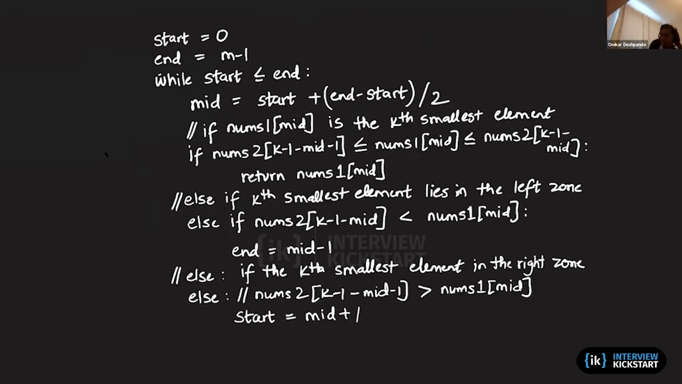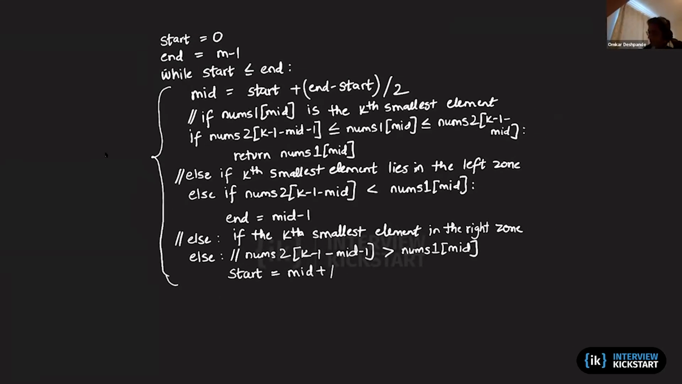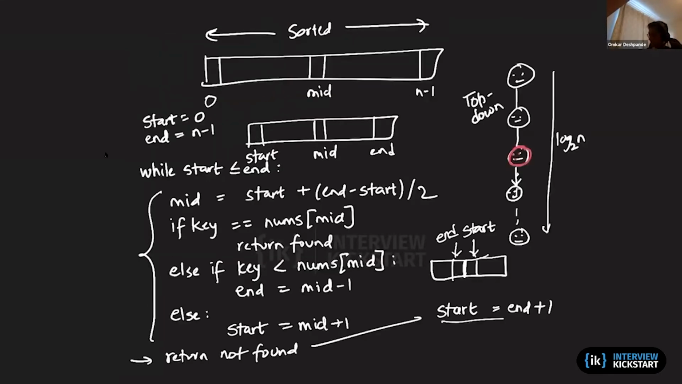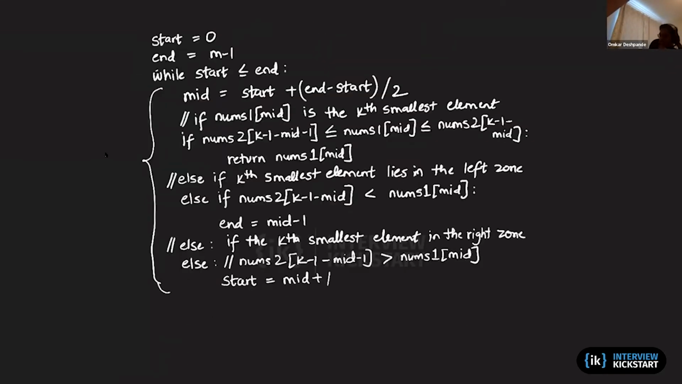If the kth smallest element is actually found in the first array, which is what we are doing a binary search on, we are guaranteed that at some point we are going to hit this first condition and exit. But what if it's not found in the first array? Maybe it's not there. In that case, this while loop is going to exit with the condition start being equal to n plus 1. If we come here, that means the kth smallest element is not found in the first array, so it must be in the second array.